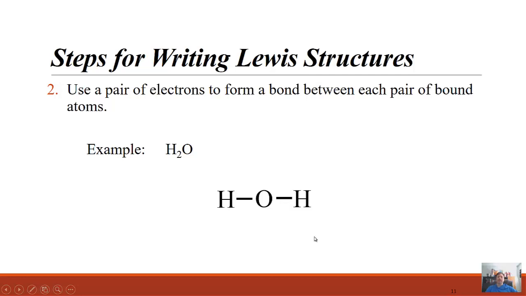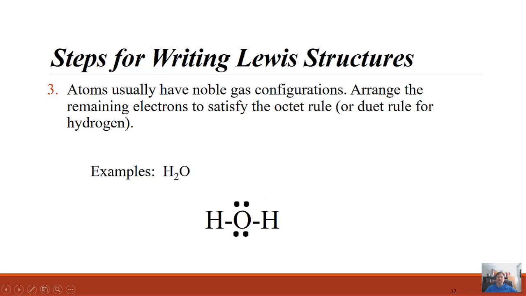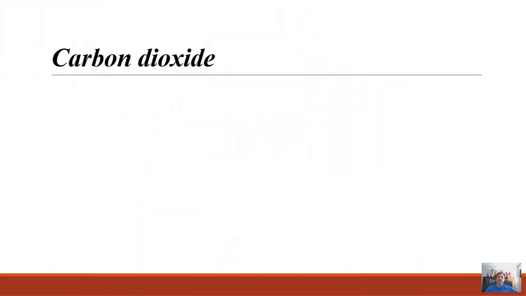So we've got to put in the remaining electrons. Well, we said we have 8 valence electrons, and we've used 4. So now we're going to put in 2 here. That gives oxygen 6, and then 2 more. Now everybody's happy. Oxygen has 8. Both hydrogens have 2.